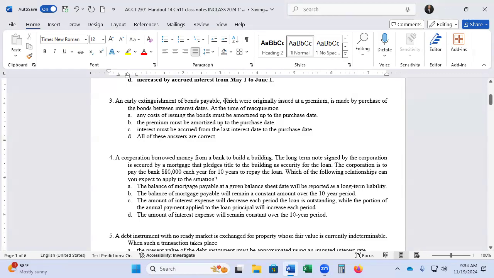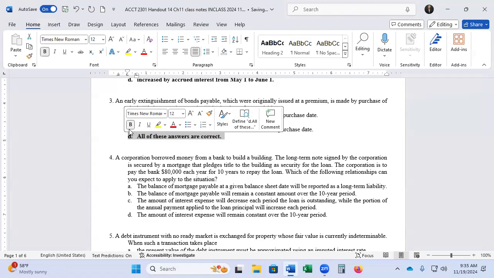An early extinguishment of bonds payable, which were originally issued at a premium, is made by purchase of the bond between interest dates. At the time of reacquisition, any costs of issuing the bonds must be amortized up to the purchase date. So that is true. The premium must be amortized up to the purchase date. That is true. Interest must be accrued from the last interest date to the purchase date. And so the answer is D. All of them are correct.